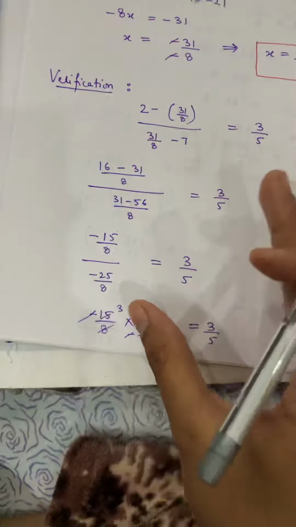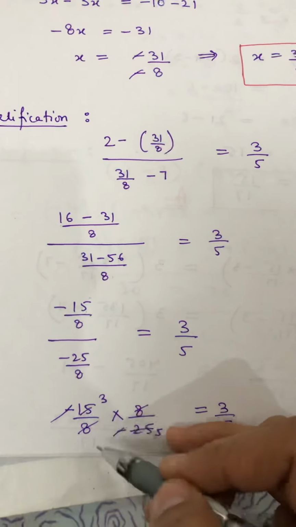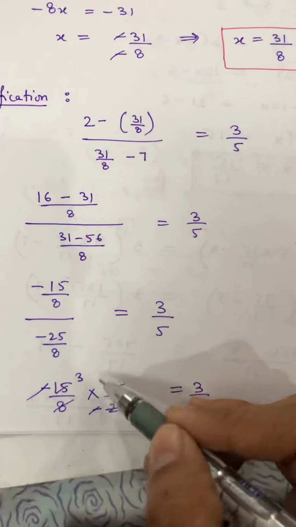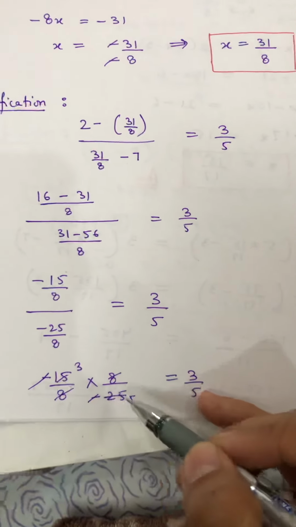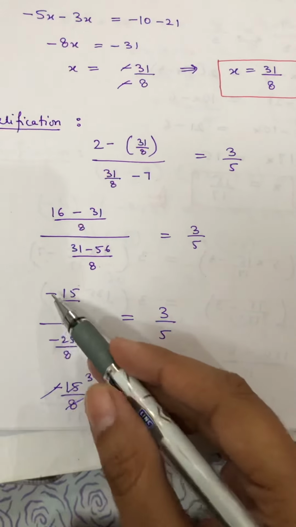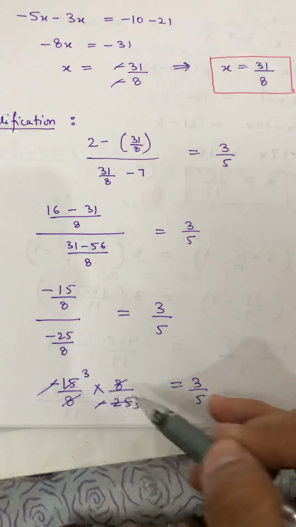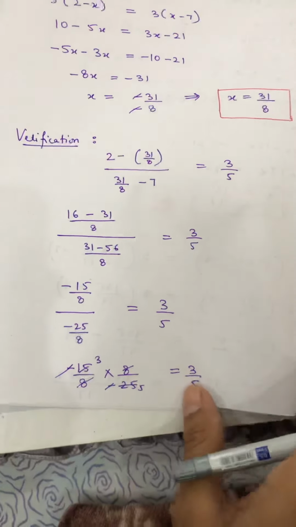So when you open it, the numerator will come as it is, but when there is a fraction in the denominator, that will come in the reciprocal. Minus 25 upon 8 will become 8 upon 25, and minus minus will get cancelled. Now cancel it, and it will be equal to 3 upon 5. So 3 by 5, 3 by 5 are equal. Right, so it is verified.